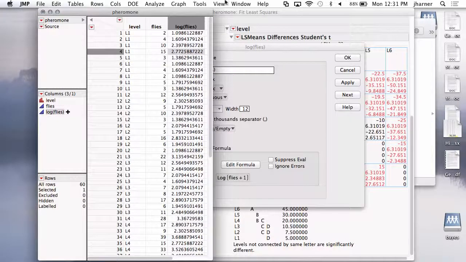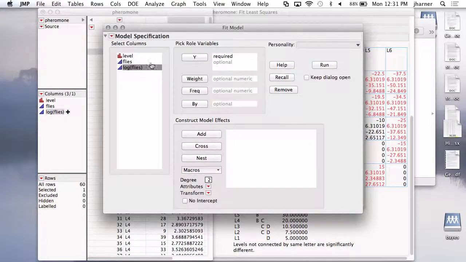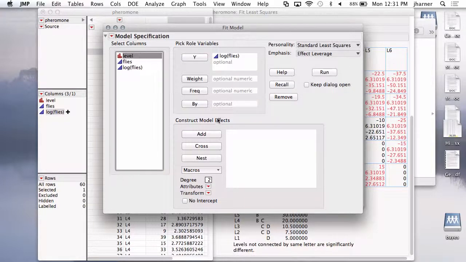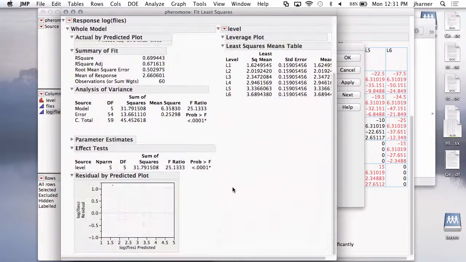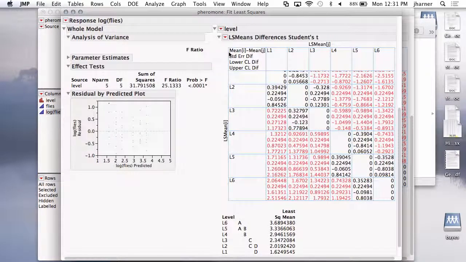So at this point, then, what you would do is go in and say fit model. In this case, I would fit the log of flies versus level, and run this. We can see from this plot that things are much better behaved. And we could actually look at the contrast on this transform scale using the same approach. I don't think there's a whole lot of difference.